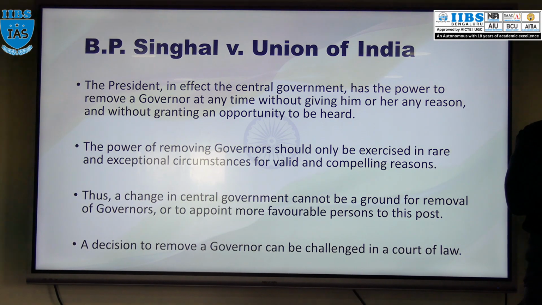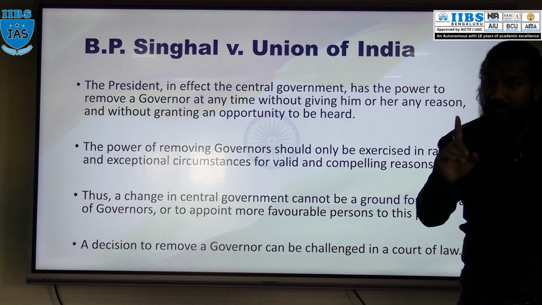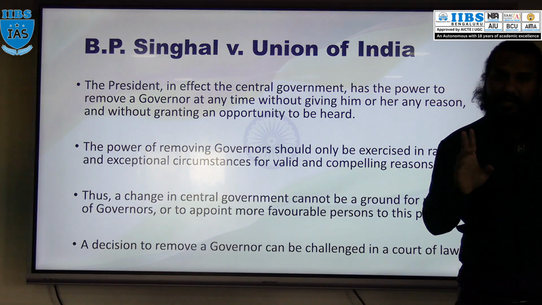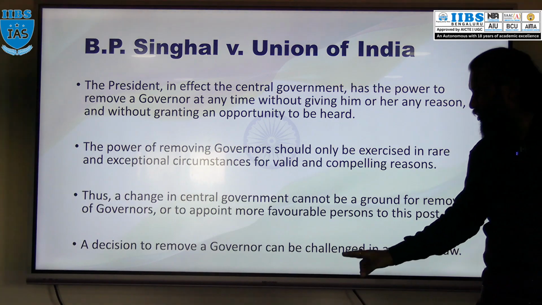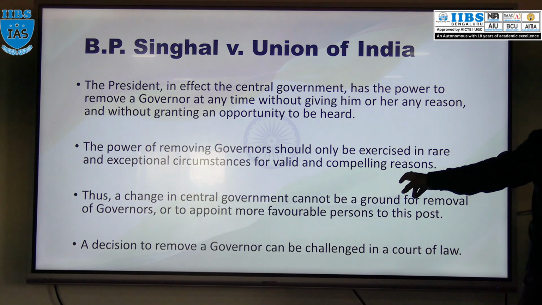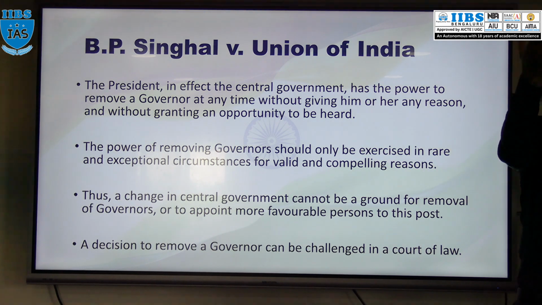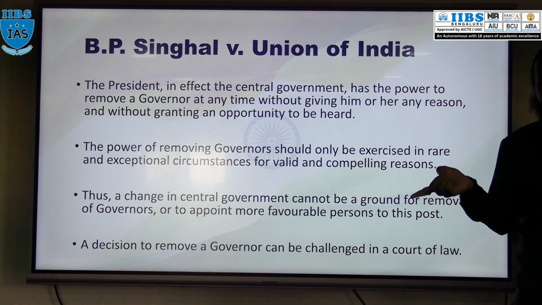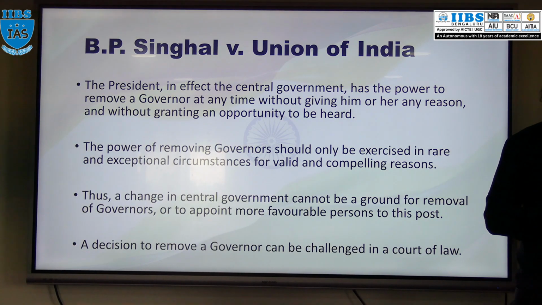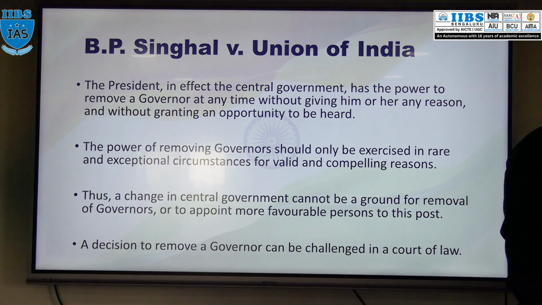VP Singh, Chandrasekhar. So in this case, the Supreme Court clearly says that if the central government changes, it cannot be a ground for the removal of the governor. The governor can be removed only in exceptional cases and for a valid reason, and the decision to remove the governor can be challenged in a court of law. That means if the president removes the governor of a particular state, a case can be filed against the removal decision in the Supreme Court or High Court. Okay, so that was the decision of the Supreme Court in the BP Singhal case.